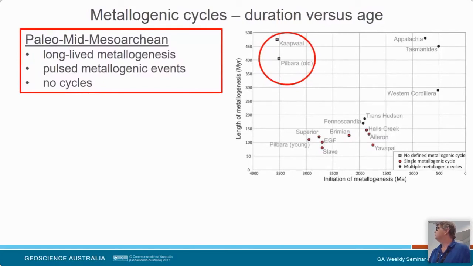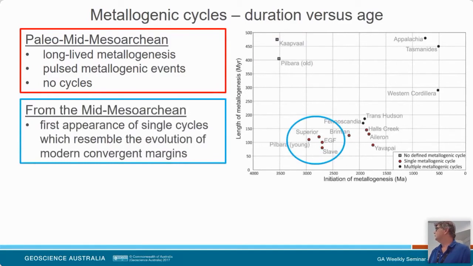First of all, in the mid-Paleo to mid-Mesoarchean, we have long-lived metallogenesis. We have post-metallogenic events, what we saw in the Pilbara, and we don't have any cycles. You see the same thing in the Kaapvaal Craton in southern Africa. If we go from the mid-Mesoarchean into the Neo-Archean, we see the first appearance of single-cycle metallogenic cycles that resemble the evolution of modern convergent margins.